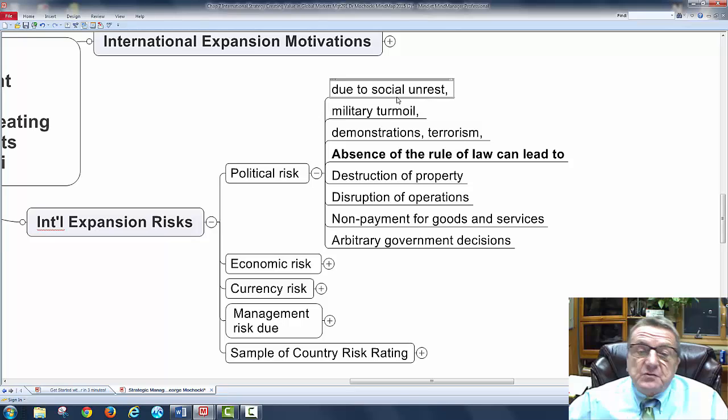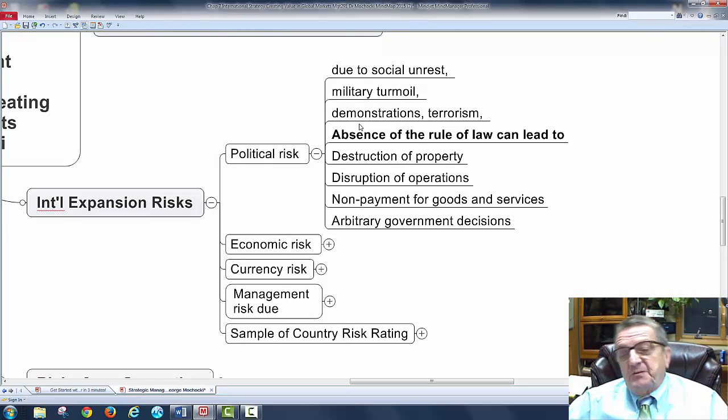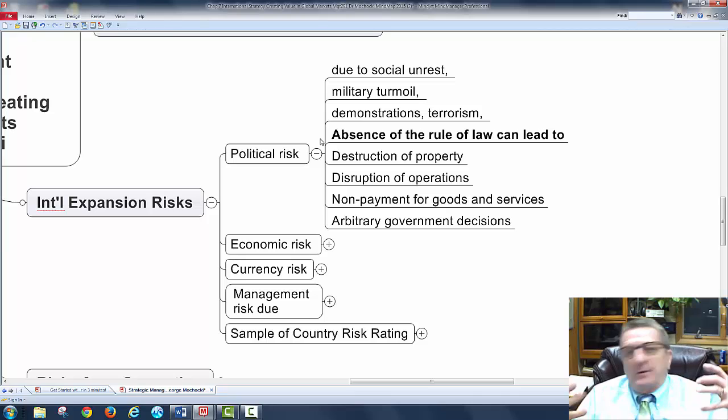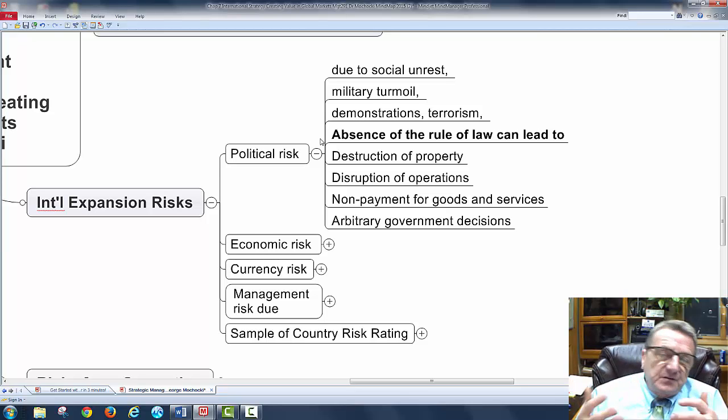Okay, due to social unrest, military turmoil, demonstration, terrorism, and you see it even in Greece, European Union, they're demonstrating about the austerity. You don't want to be in there because of the demonstrations. And I'm not saying all demonstrations. Most demonstrations are very peaceful, but you're always going to get those people, the rioters, the ones that want to get the thing going just for whatever reason, and it could turn from a peaceful demonstration to a disorderly demonstration, and my product or something could get hurt. Depends on what they're demonstrating about.